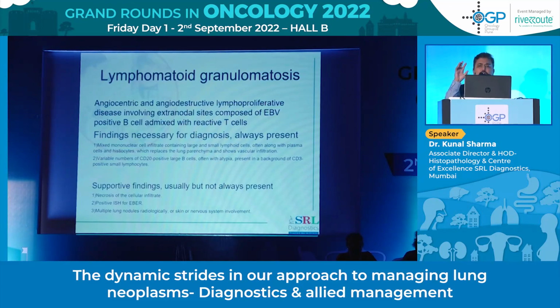So this was earlier known as probably a T cell neoplasm. But later they realized that this is actually an EBV-associated B cell disorder. And the T cells are the benign background onlookers in this case. So these should be positive for Eber-ISH. They are graded: less than 5 per high power field, 5 to 50, and more than 50 per high power field. So that's how they are graded from grade 1 to 2 to 3. There are some supportive findings which are usually but not always present, like necrosis of the cellular infiltrate, positive ISH for Eber, and multiple lung nodules radiologically.